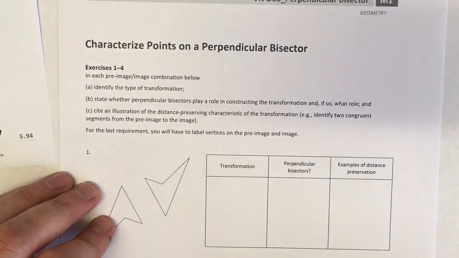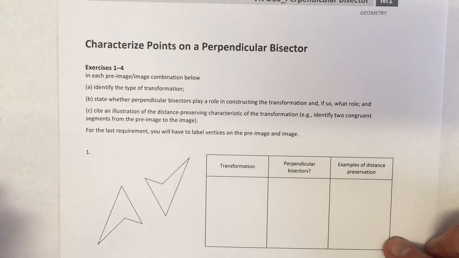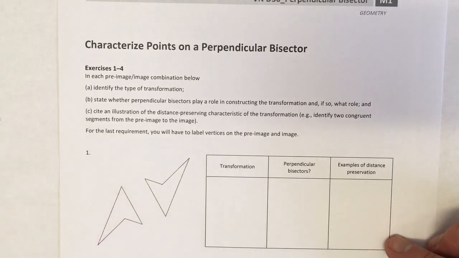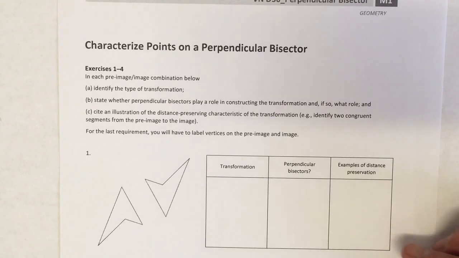Hello. What we're going to cover right now is characteristic points of a perpendicular bisector. We've been using perpendicular bisectors quite a bit for rotations and reflections, and eventually we'll learn how to use them for translations also.